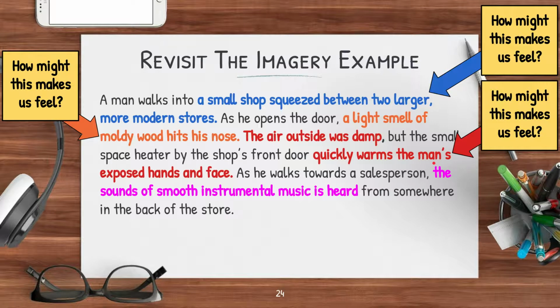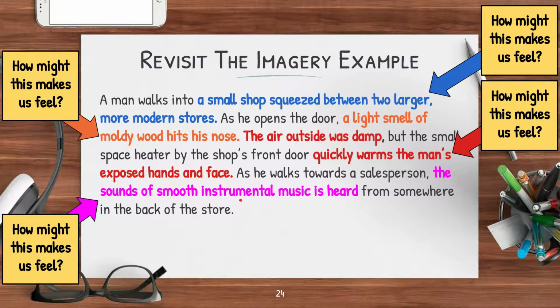The next one, right, the air outside was damp, but the space heater quickly warms the man's exposed hands and face. We start to see a change here, right? Damp air outside, like, when it's wet out, most of us don't like that. But when this guy walks into the store and he's able to warm up his hands and his face, that usually makes us all feel positive. So we may be moving from negative stuff in the beginning to a more positive experience as we go further.